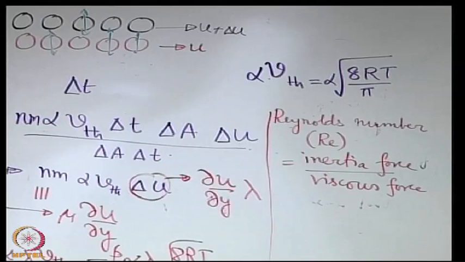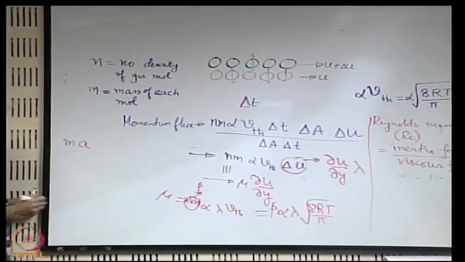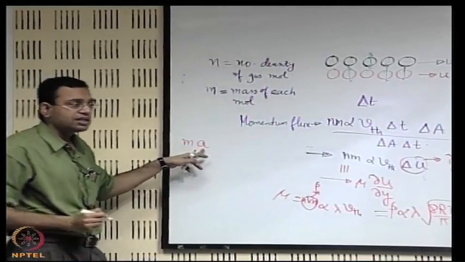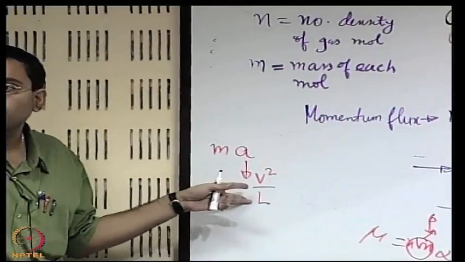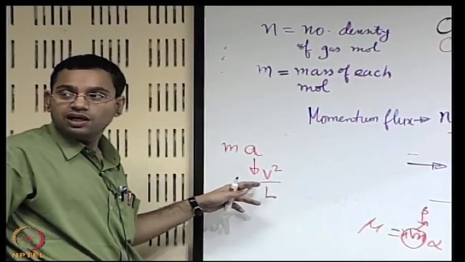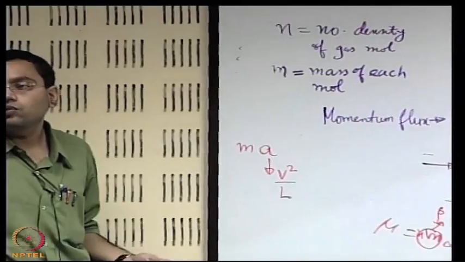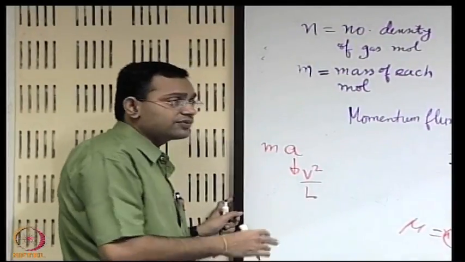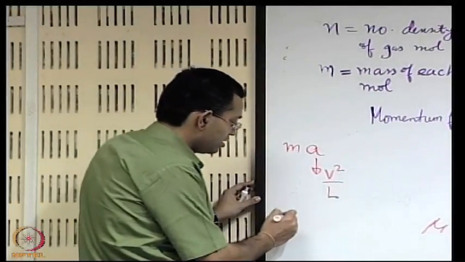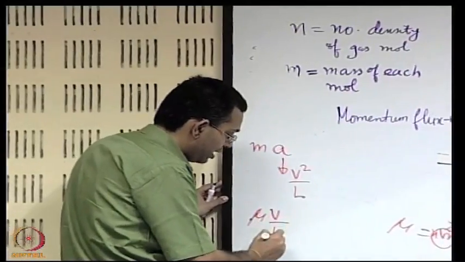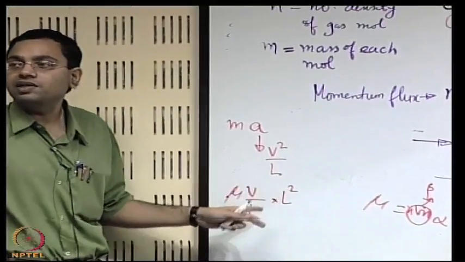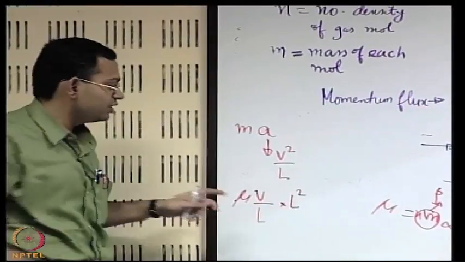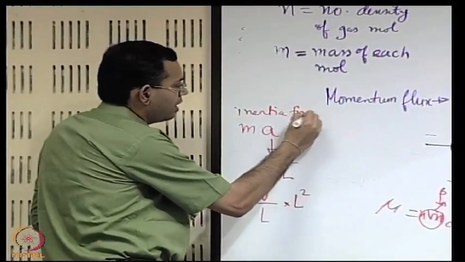So the inertia force is like mass into acceleration. So if you write m into a, this is the inertia force, and the acceleration in terms of velocity can be written as v square by L. This is also a unit of acceleration, just expressed in terms of velocity. And the viscous force you can express using Newton's law of viscosity. The viscous force is the shear stress times the area. Shear stress is mu into the velocity gradient, so mu into v by L, that is the shear stress by Newton's law of viscosity, multiplied by area. We are just trying to write it dimensionally, so that into L square is the viscous force. So this is the inertia force and this is the viscous force.